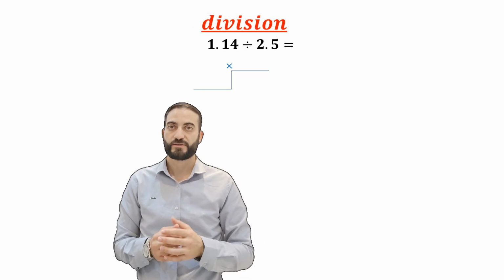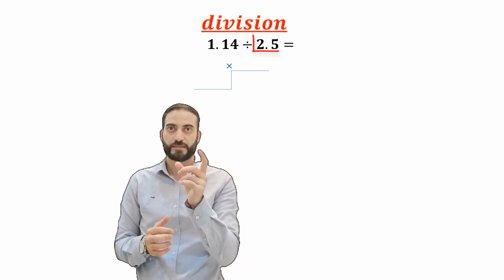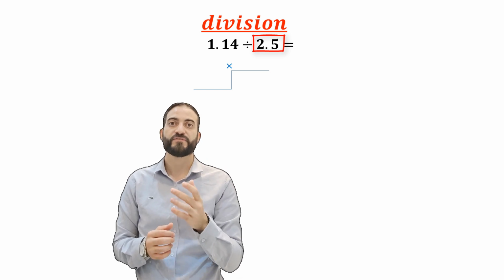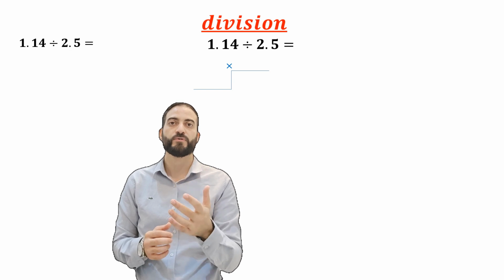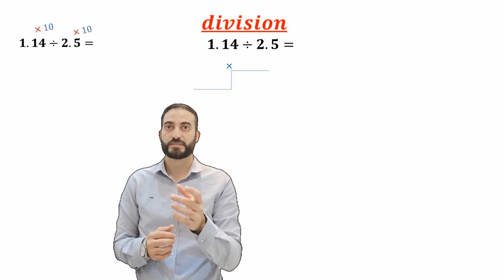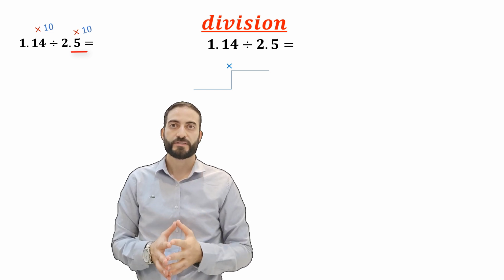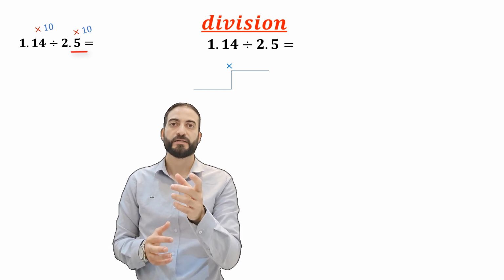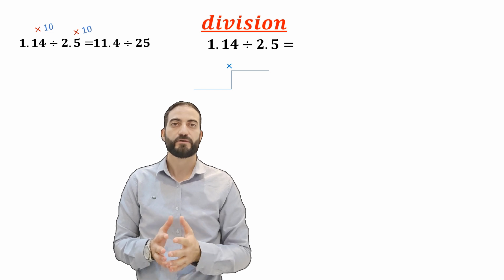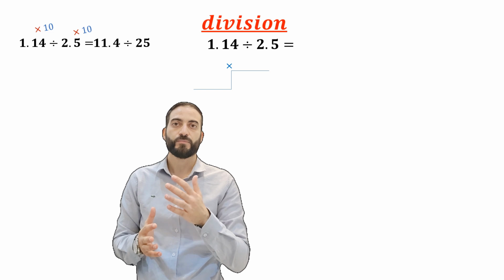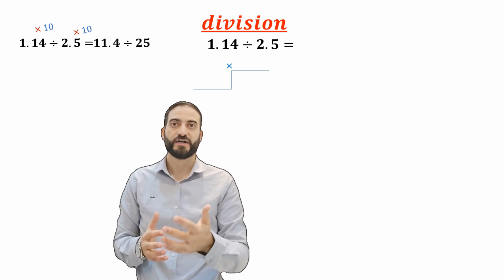Now we move here because there is a point in the divisor, meaning that the divisor is a decimal number. So the first step is to remove the point by multiplying. Because after the point on the right there is one digit, we must multiply by 10 to get rid of the point in the divisor. So we have 11.4 divided by 25.